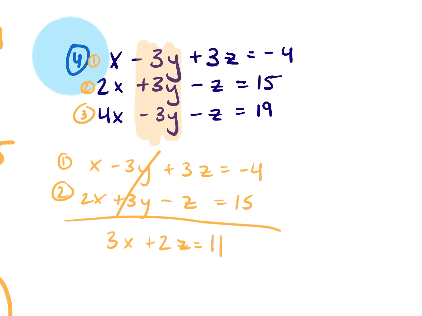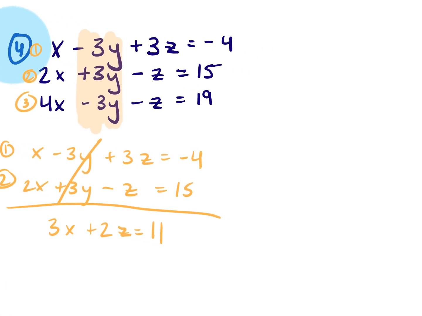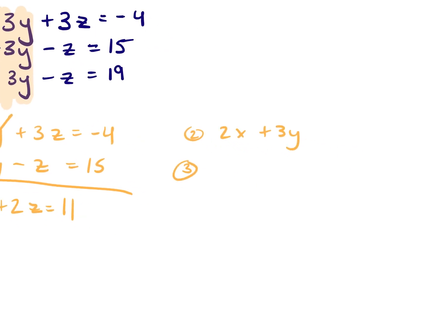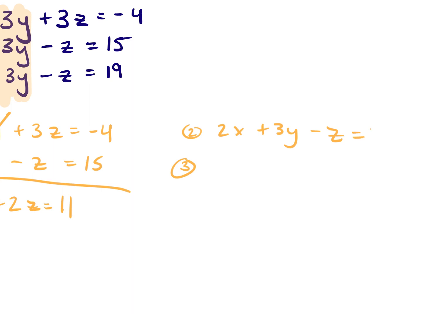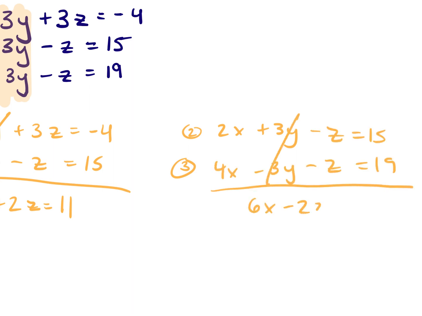Awesome. We have to do this step twice, so let's combine 2 and 3 next. So 2x plus 3y minus z is equal to 15, and 4x minus 3y minus z is equal to 19. Do the y's cancel? Yep, so let's combine. 6x minus 2z is equal to 34.